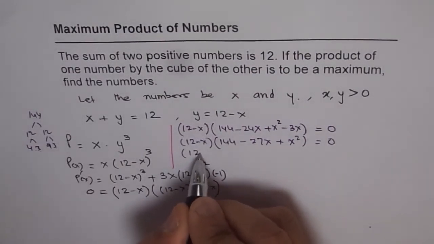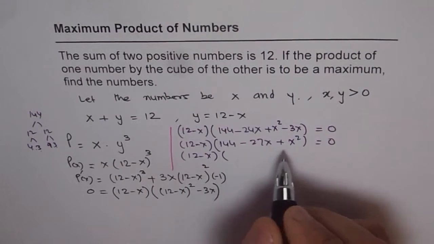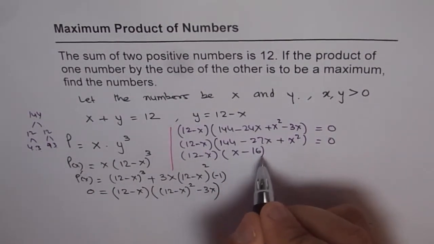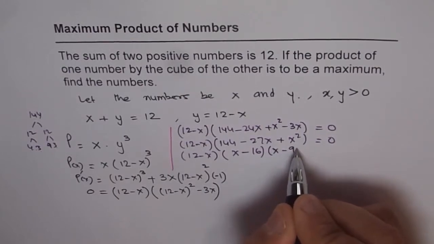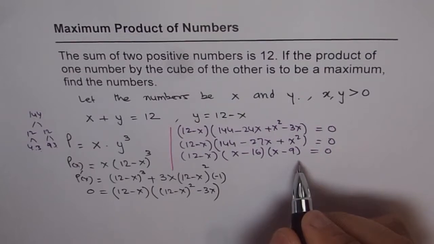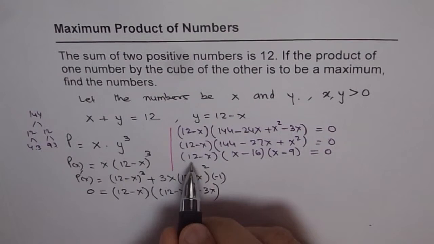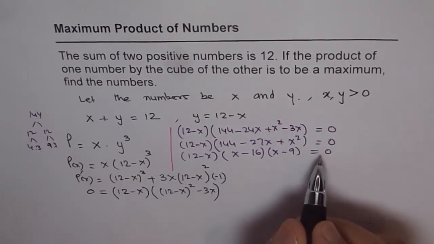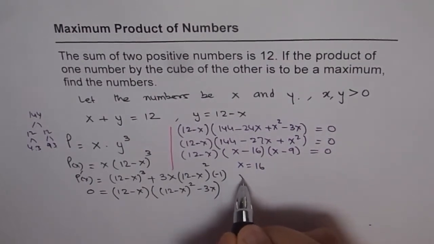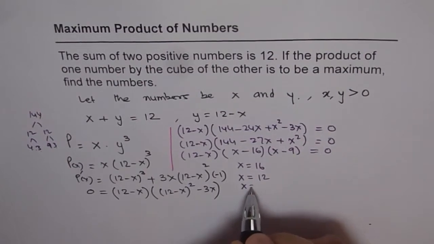So we will write this as 12 minus x times, now I'm writing it like x, both should be negative, x minus 16 and x minus 9 equals to 0. So that gives us the options. This is equal to 0 if we have x equals to 16, or x equals to 12, or x equals to 9, right?